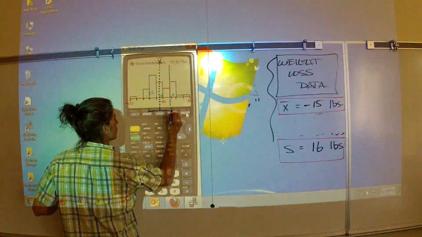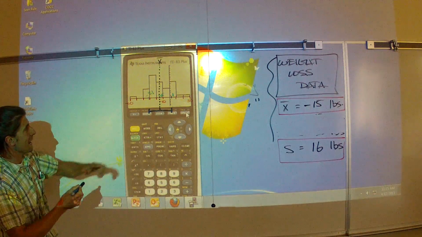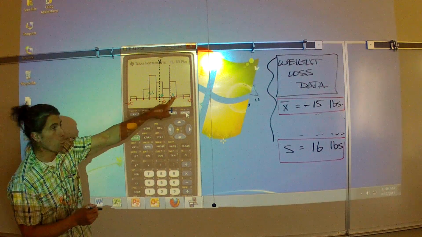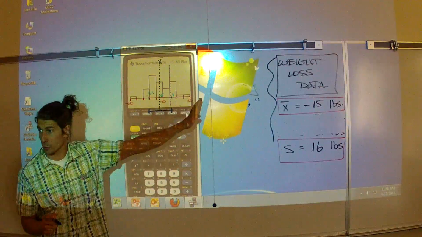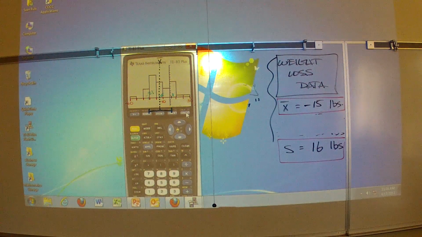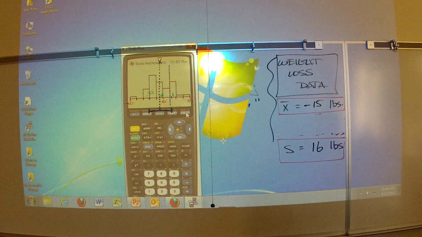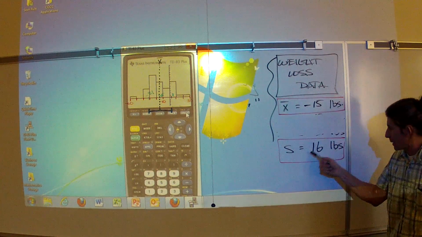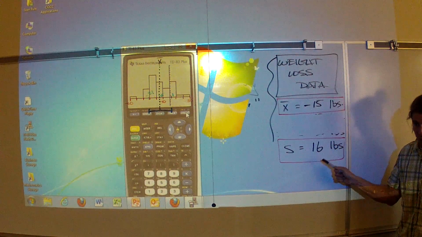That range of values between negative 31 and 1, those are in pounds. This is all pounds on this horizontal axis. That range of values is defined to be 1 standard deviation. Now, this is confusing, and I apologize for statisticians everywhere. Yes, it's confusing because that number is the standard deviation of the numbers.